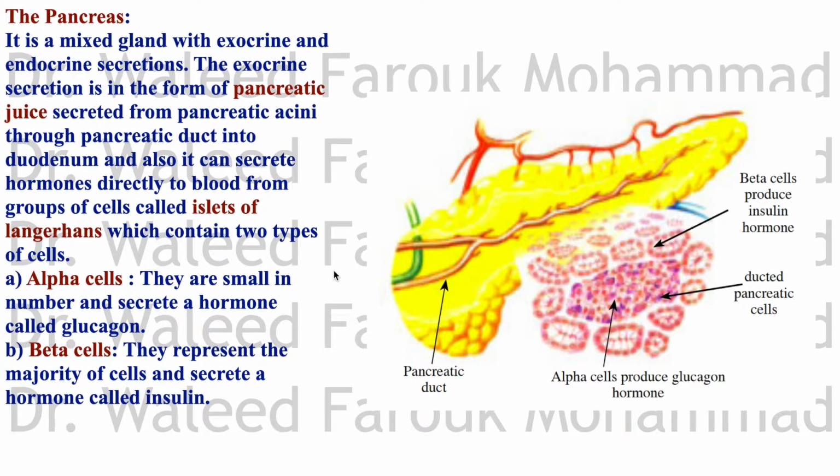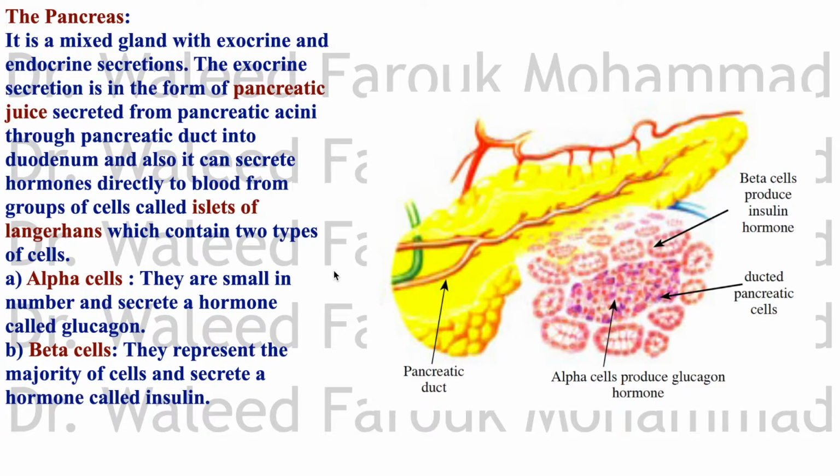Another gland is the pancreas. It's a mixed gland. We said that glands are divided into endocrine, exocrine, and mixed glands. This is one of the mixed glands. It has exocrine secretion and endocrine secretion. The exocrine secretion is in the form of pancreatic juice, secreted from the pancreatic acini through the pancreatic duct, and it's secreted into the duodenum.